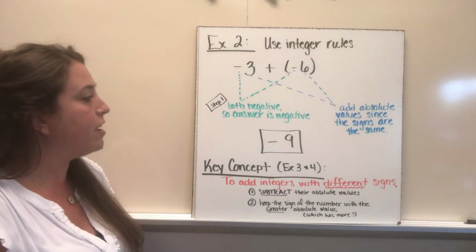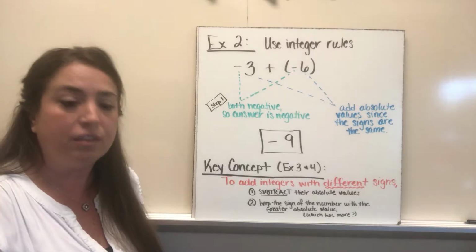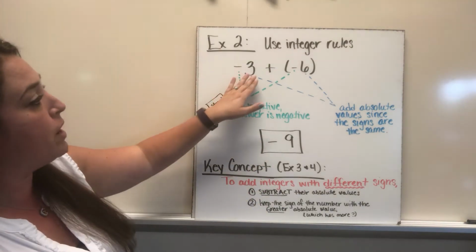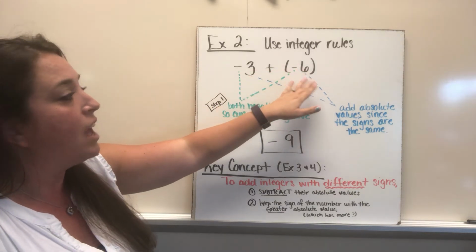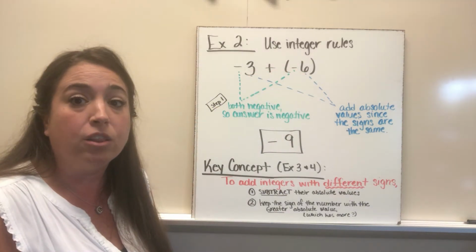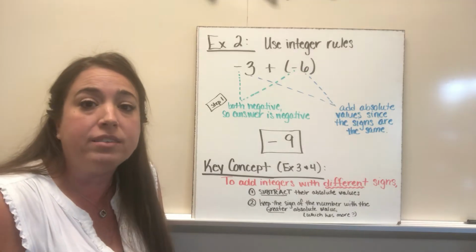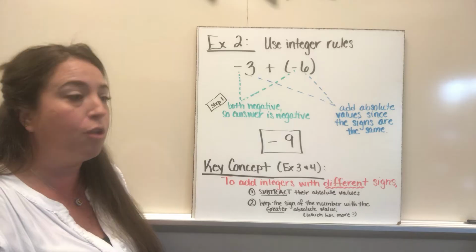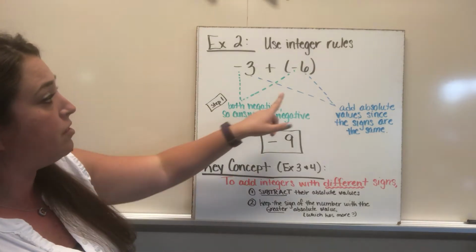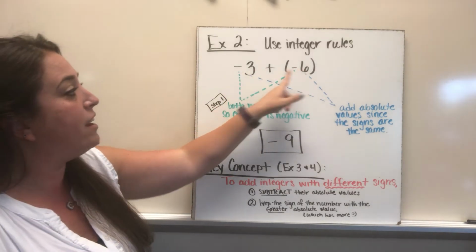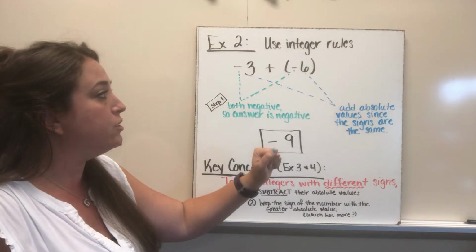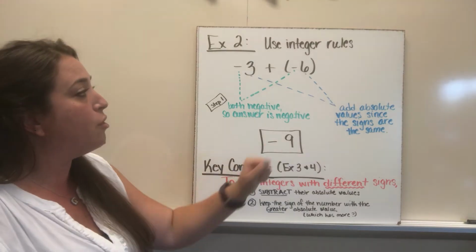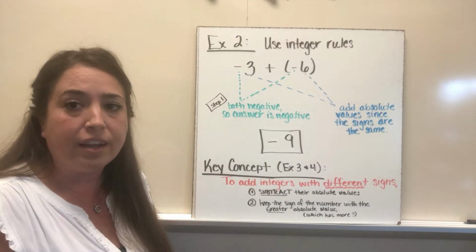If we take a look at example 2, we have another addition problem with same signs again. So -3 plus -6. Again, your first step is always to take a look. Do I have the same signs? In this case that I do, they're both negative. So my answer will also be negative. Step 2 is then to add the absolute values of your integers. 3 and 6, which is 9. So my final answer is -9.